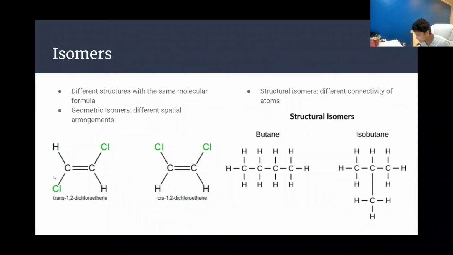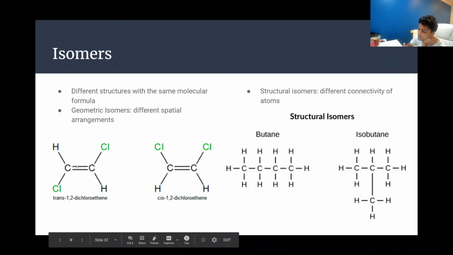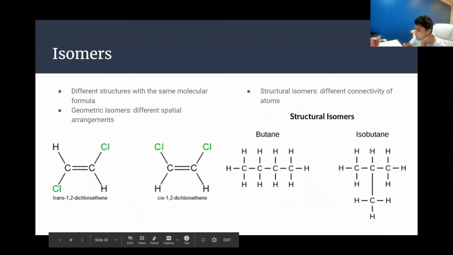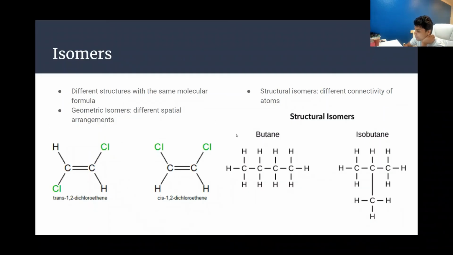So, isomers. Isomers have different structures but the same molecular formula. Geometric isomers, as said before, have different spatial arrangements in space. They can be at opposite sides or at the same side. This is the trans isomer and this is the cis isomer. And structural isomers have different connectivity of atoms, like butane. It's different connectivity of atoms, different branches of carbon compounds.